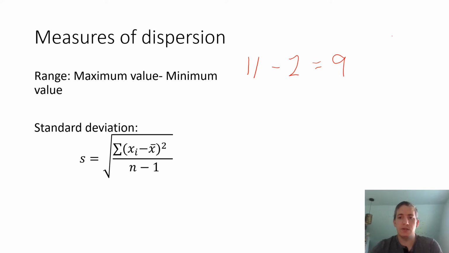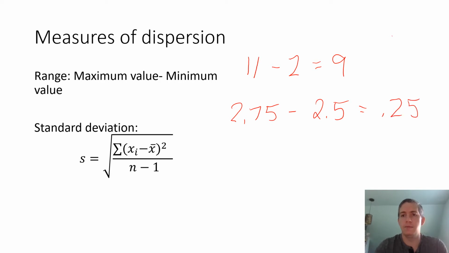What that says is that there is 9 inches between the smallest piece of cinnamon and the largest piece of cinnamon. For the Trader Joe's, we had 2.75 as the maximum value and 2.5 as the minimum value, and so I get 0.25 as the range. This immediately shows me that there is a big difference between these two sets of cinnamon. The soft cinnamon from honeybee has a gigantic range compared to the Trader Joe's cinnamon.